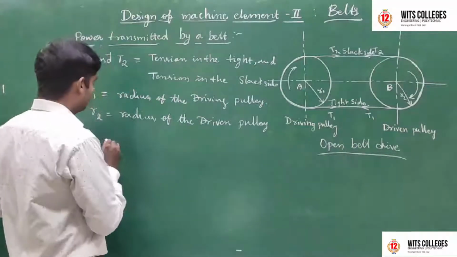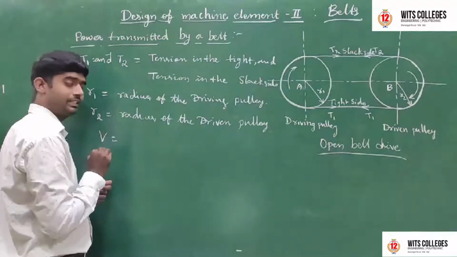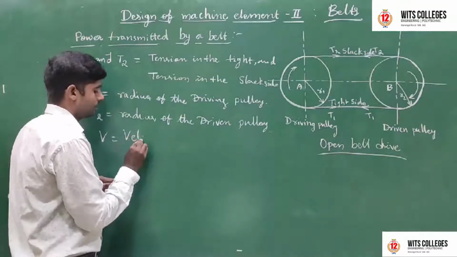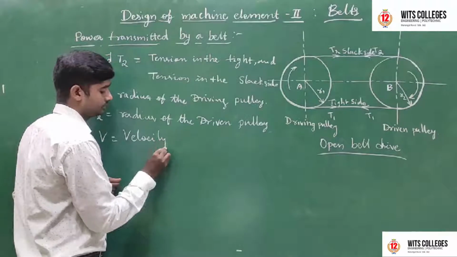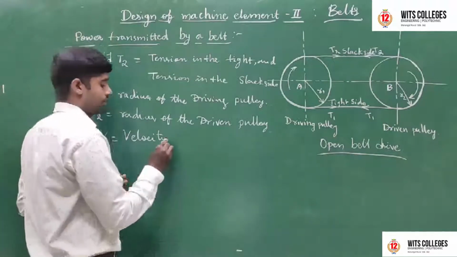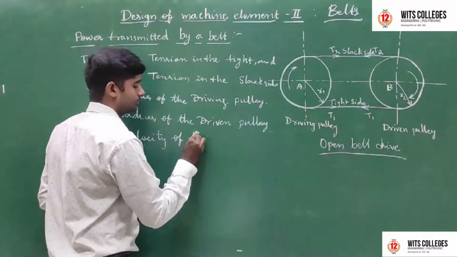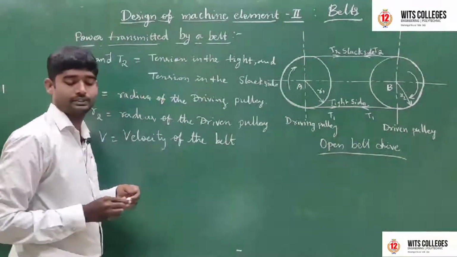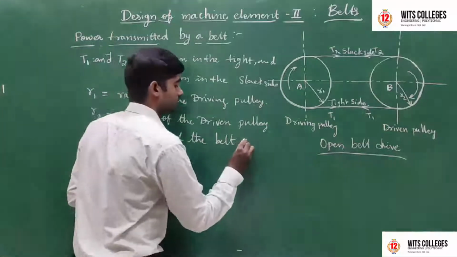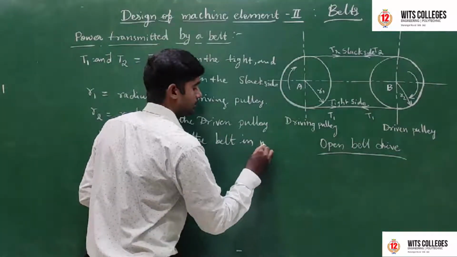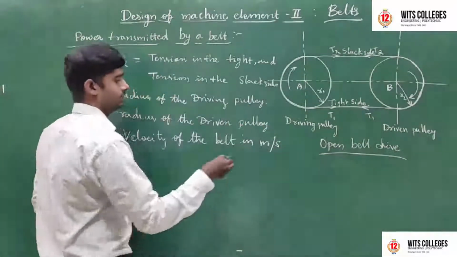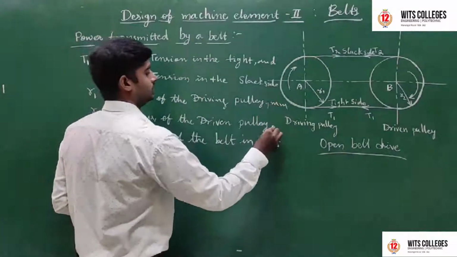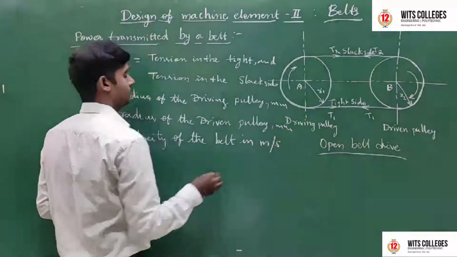Velocity is denoted by capital V, which is the velocity of the belt, in units of meter per second. These radii are in units of mm.